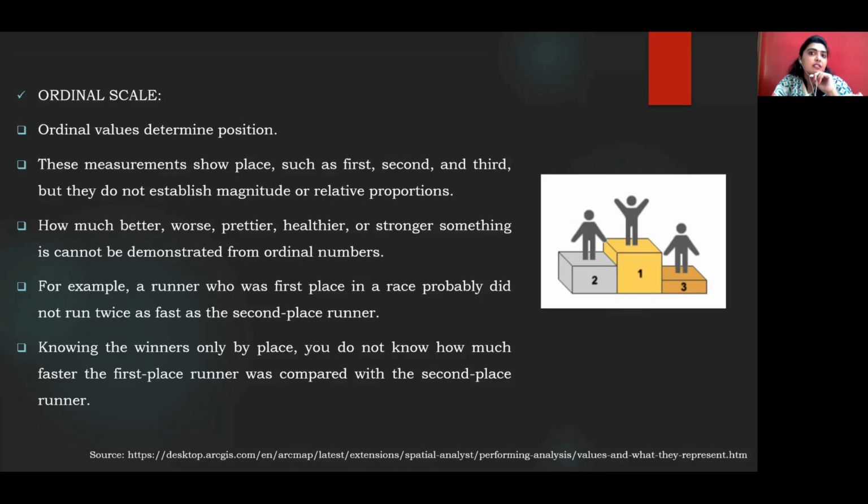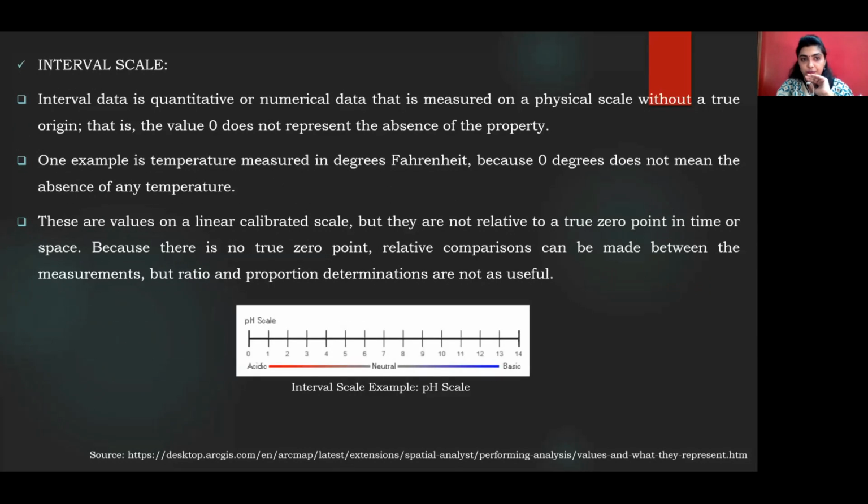I don't know how much faster he or she was. I just know he came first and the other one was second and the third. So first, second and third, I just know their place in that scale. It does not establish any kind of magnitude or relative proportions. One was faster, okay, how much faster, I don't know. So that relationship cannot be determined in an ordinal scale. It only determines the position.